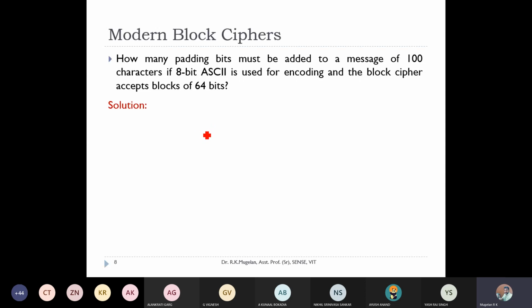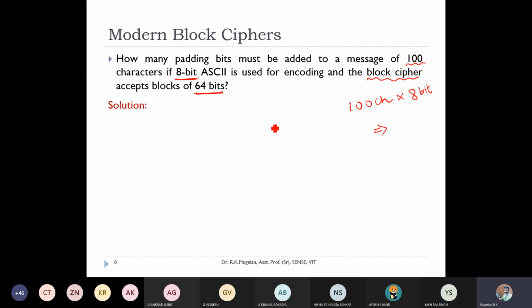So here is a trivial example of how modern day block ciphers work. Here they are asking how many padding bits are to be added to a message which has 100 characters, if 8-bit ASCII value is used for encoding. That is, they are going to use 8-bit ASCII value for each and every character in the entire message, and they are using a block cipher which is going to accept blocks of size 64 bits. So to start off, I have 100 characters, and each character is made up of 8-bit ASCII. So totally how many bits?